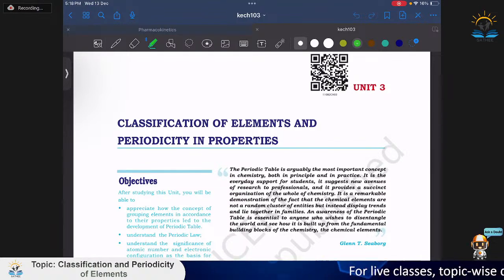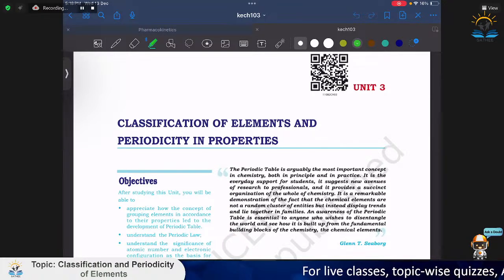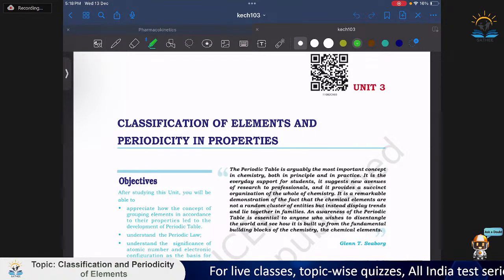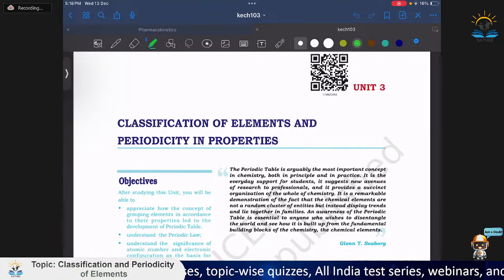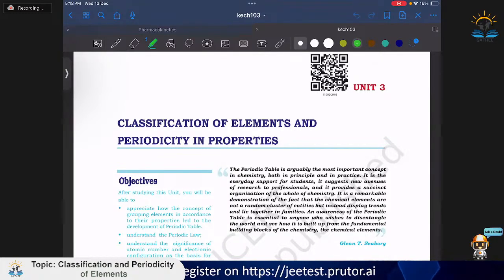Today I am going to discuss the chapter Classification of Elements and Periodicity in Properties with all of you. I will cover this chapter from the point of view of your JEE Main, which is going to come in January, your January attempt. Firstly, I'll give you a brief overview of the chapter, followed by some previous year questions which I have taken out from the same chapter, and we will solve them after the overview. All right, so let us start.